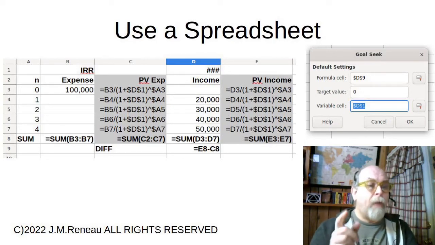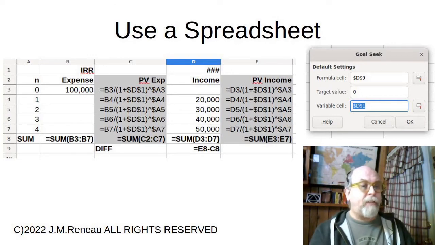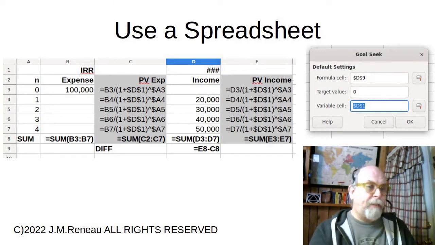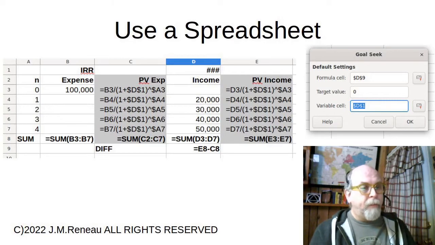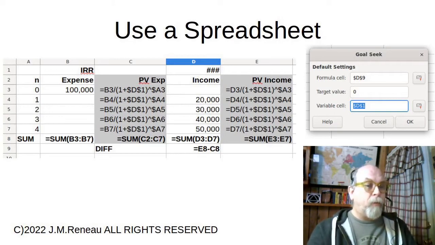And when you hit OK, you'll watch your spreadsheet think for a few seconds or a fraction of a second, and it will tell you the correct answer. It'll calculate that internal rate of return. This spreadsheet, or a spreadsheet very similar, is extremely handy when you're comparing two different investments with different incomes and expenses at different times to try to figure out which one is the best use of your money to invest in, or which one's going to give you a higher return.